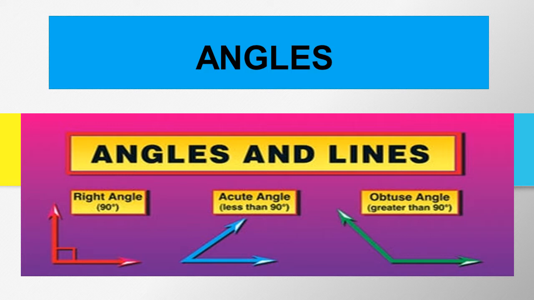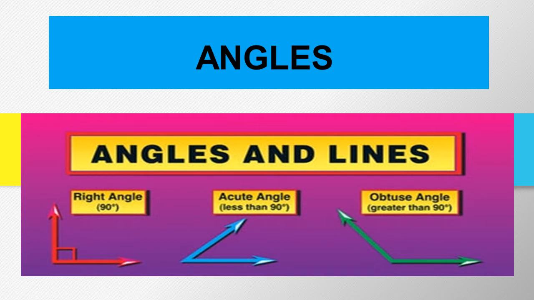When we say right angle, it measures exactly 90 degrees. Acute angle, it measures less than 90 degrees. And obtuse angle measures greater than 90 degrees but less than 180 degrees. But when the angles involve rotation, we can have initial point and terminal points of angles.